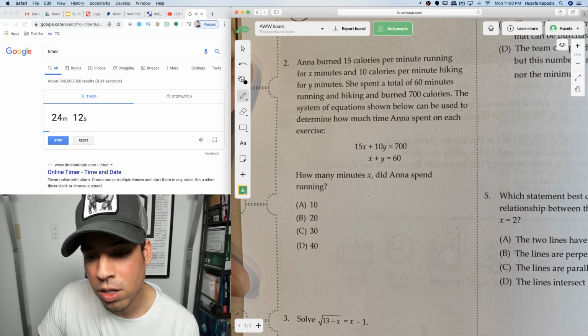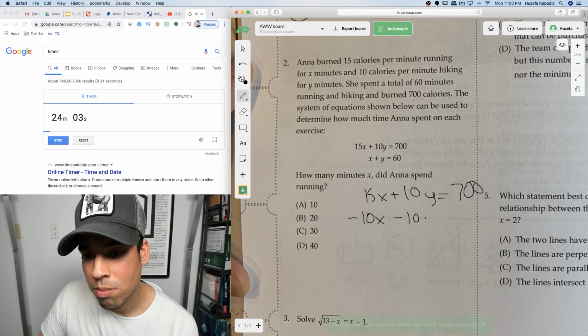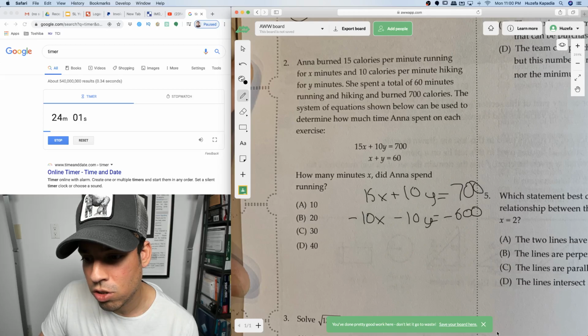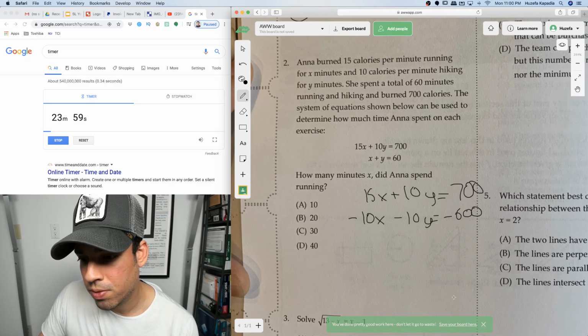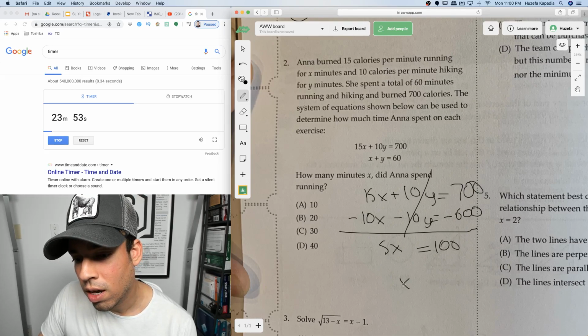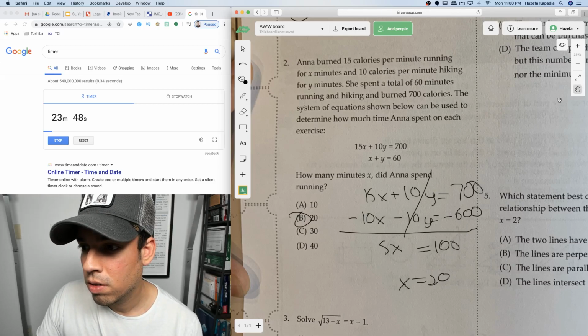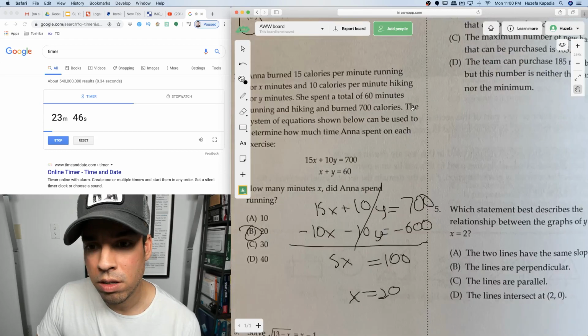So I want to eliminate Y. So I'm going to keep my first equation as is. I'm going to multiply the bottom one by negative 10, so the Y's cancel out. So I get negative 10X minus 10Y equals negative 600, right? And then we're going to combine everything. Add this: 15x plus negative 10x is 5x. These cancel out, equals 100. X equals 20. And there we go. Boom. Done. Number 3.